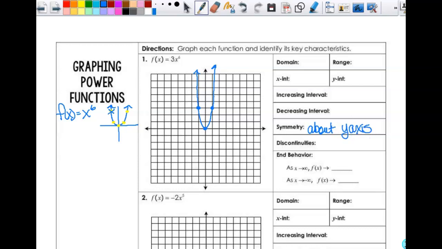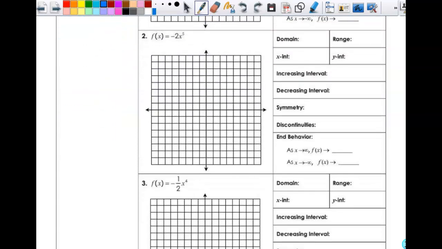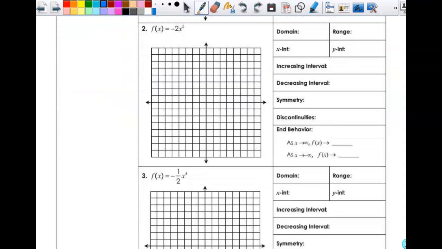Any questions at this point? Awesome. All right, so let's look at the next one. This is negative 2x to the fifth. So my parent function is f of x equals x to the fifth, which I know has the same basic shape as a cubic. And just like the cubic, I have 5 anchor points.